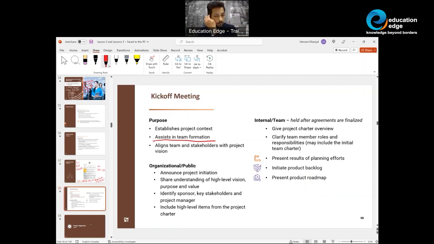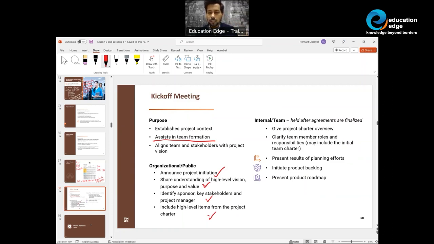So organizations, as we see here, it may be about to announce project initiation. It could also be done to build shared understanding on the vision. It could be done to identify sponsor stakeholders. It could also be done to include some high-level items in the project charter. And some of the kickoff meetings can also take place during planning.